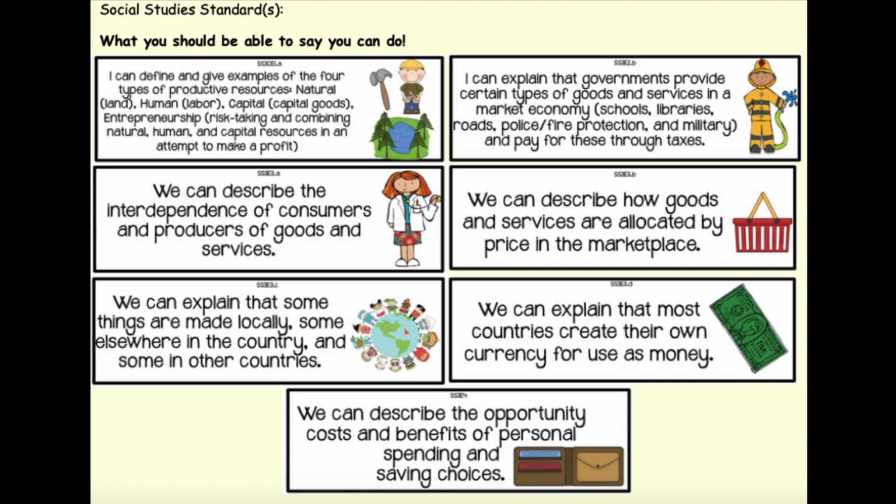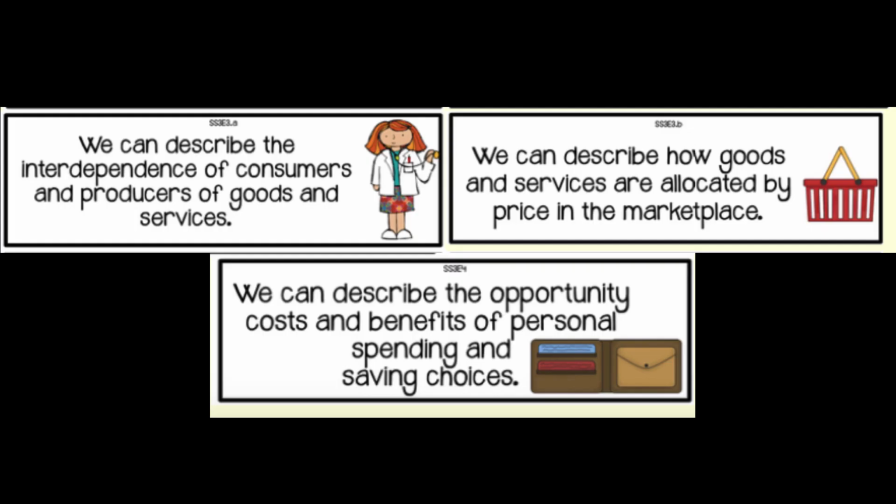There are several economic standards for social studies. Let's focus on these three. First, we can describe the interdependence of consumers and producers of goods and services. We can describe how goods and services are allocated by price in the marketplace. And we can describe the opportunity costs and benefits of personal spending and saving choices.